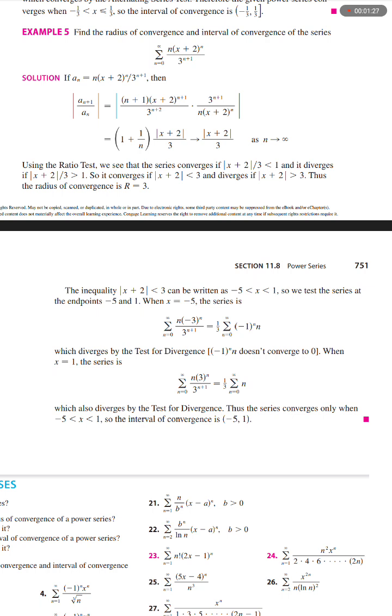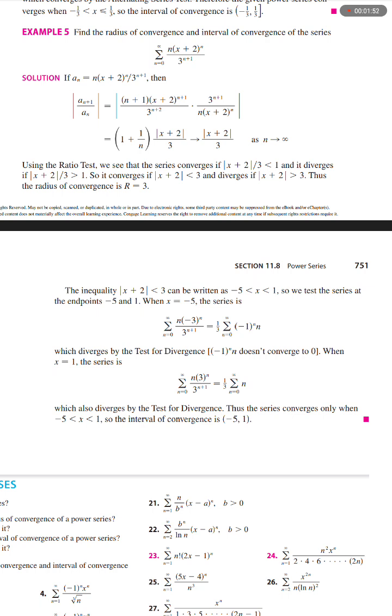It equals (1 + 1/n) times the absolute value of x + 2 over 3, which approaches the absolute value of x + 2 over 3 as n approaches infinity.